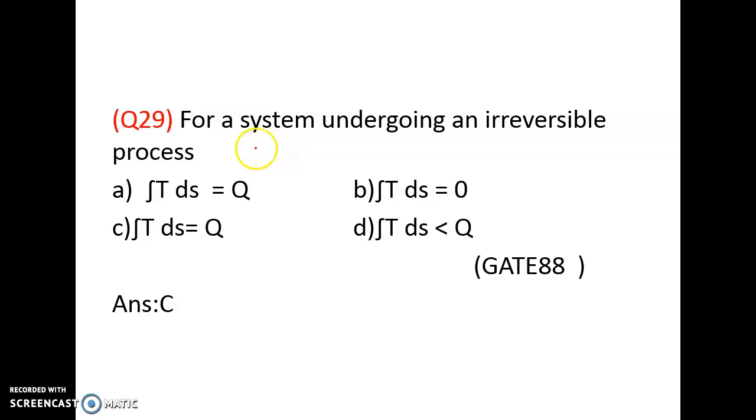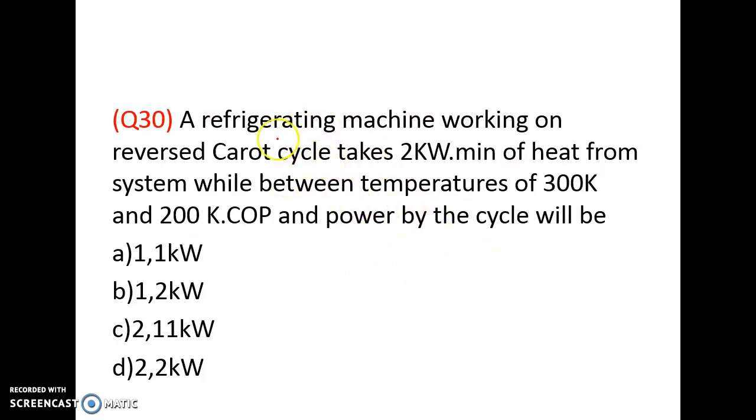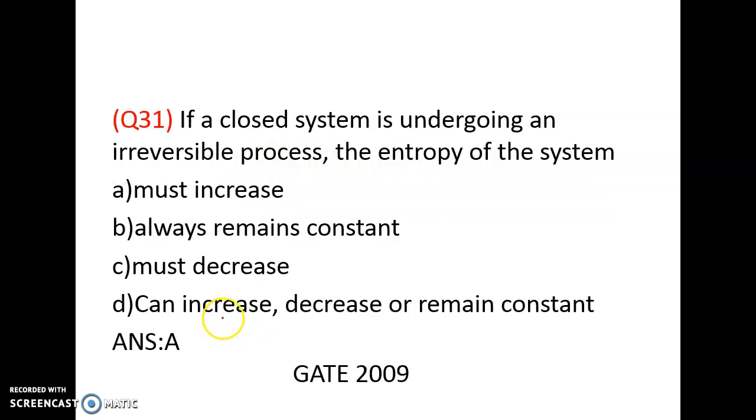For a system undergoing a reversible process, the cyclic integral of TdS equals Q, equals 0, or is less than 0. For the cyclic integral, the option is D. The refrigerating machine working on a reverse Carnot cycle takes heat from the system between temperatures, and for the COP and power of the cycle you should use the formula and find the answer.